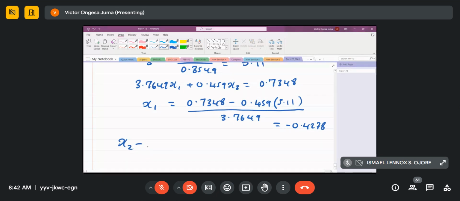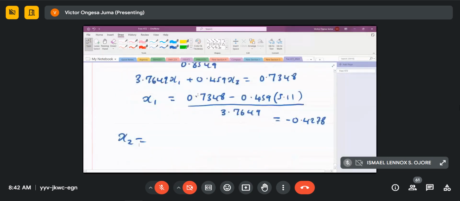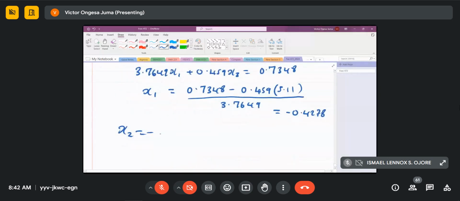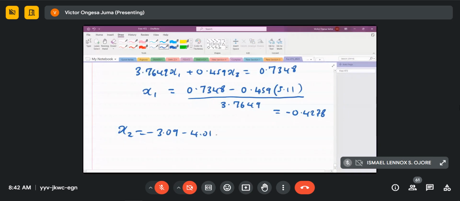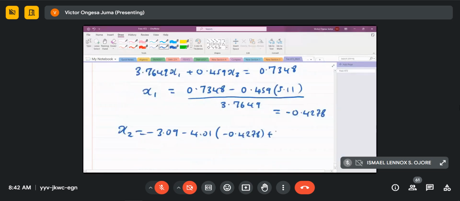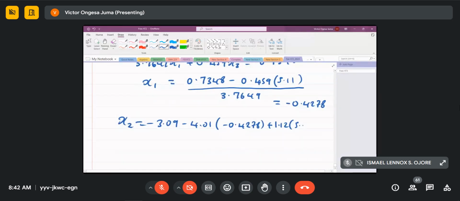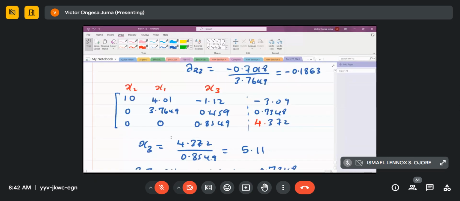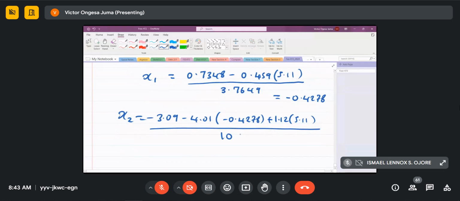And then x2 is the same as, so x2 also, if you want, you can extract the whole of this line and then you divide. If you don't want, you can just do directly. So it will be minus 3.09, right? And then minus 4.01 multiplied by negative 0.4278, and then plus 1.12 multiplied by x3, which is 5.11, and then we divide by what? We divide by 10. So what is x2? So you can give me x2.